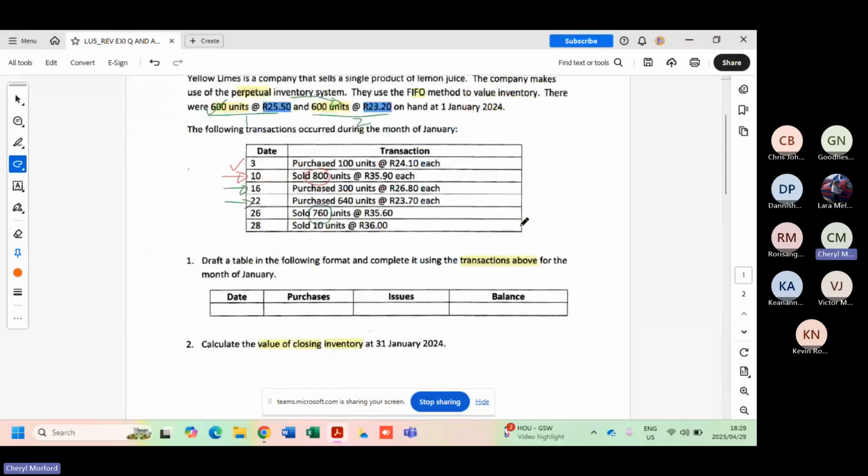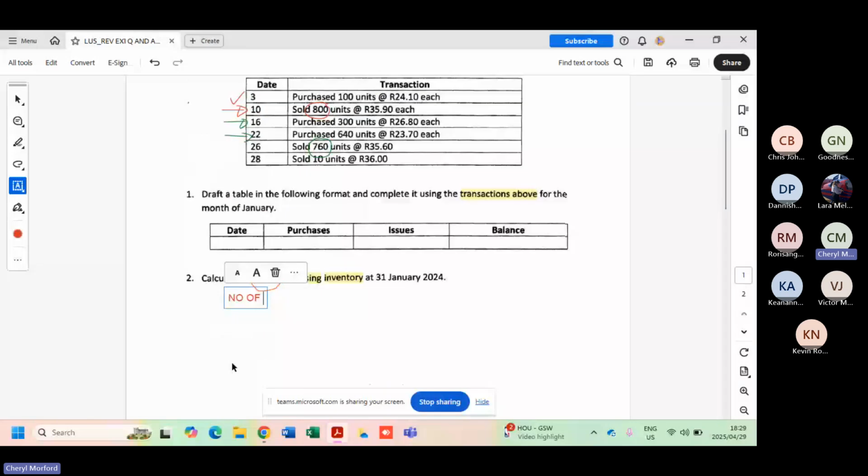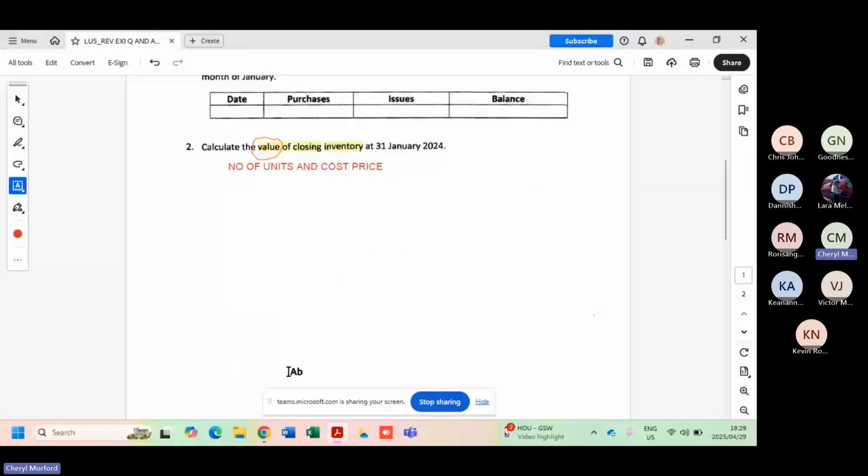Then part 2, calculate the value of the closing inventory. So value means that we need two things. Value consists of the number of units as well as the cost price. So how many units? Let me show you how we're going to do this.